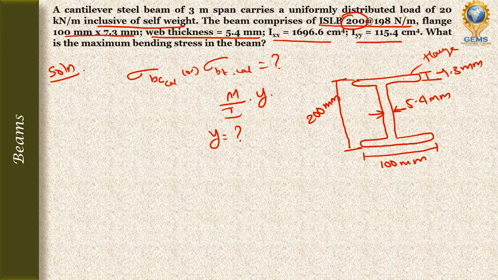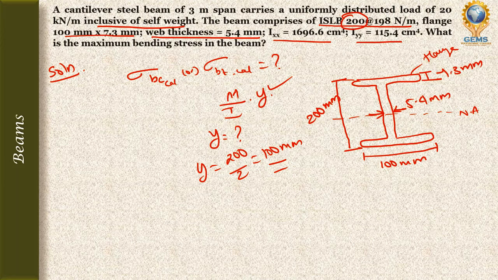So what is the y? The definition for y is the distance from the neutral axis to the extreme compression or tension flange. The neutral axis comes from the center. So from here, what is the distance? Center means y is equal to 200 divided by 2, that is 100 mm. Whether you take the compression flange or the tension flange, it will be 100 mm.